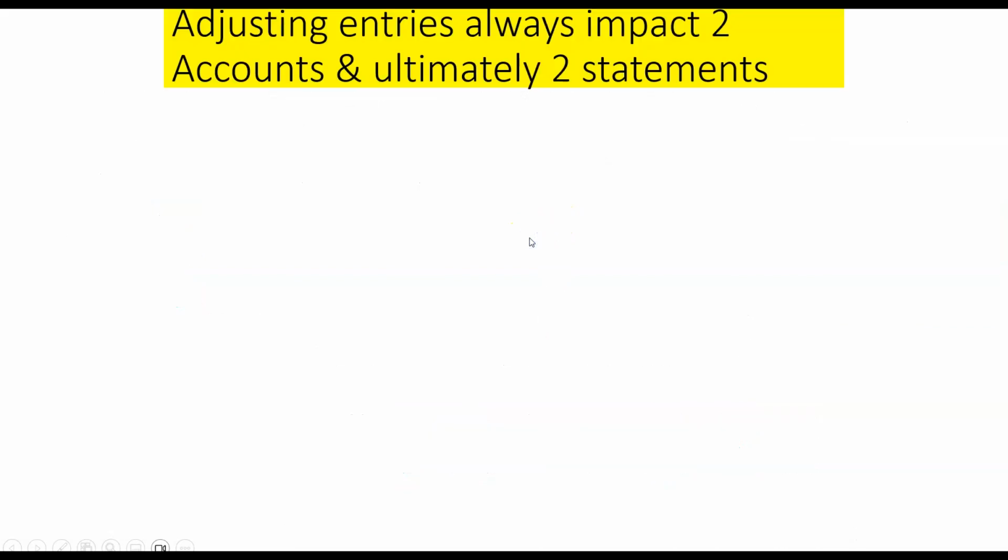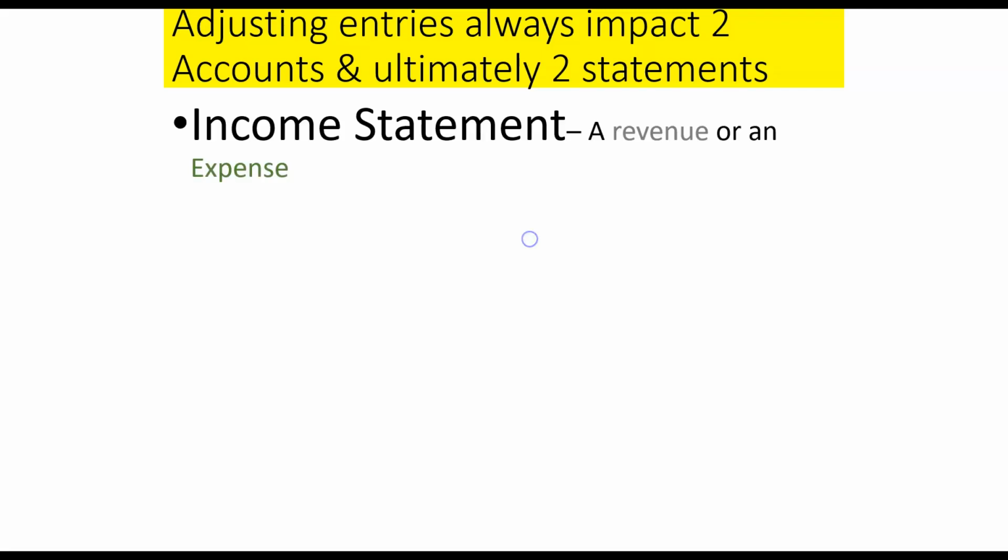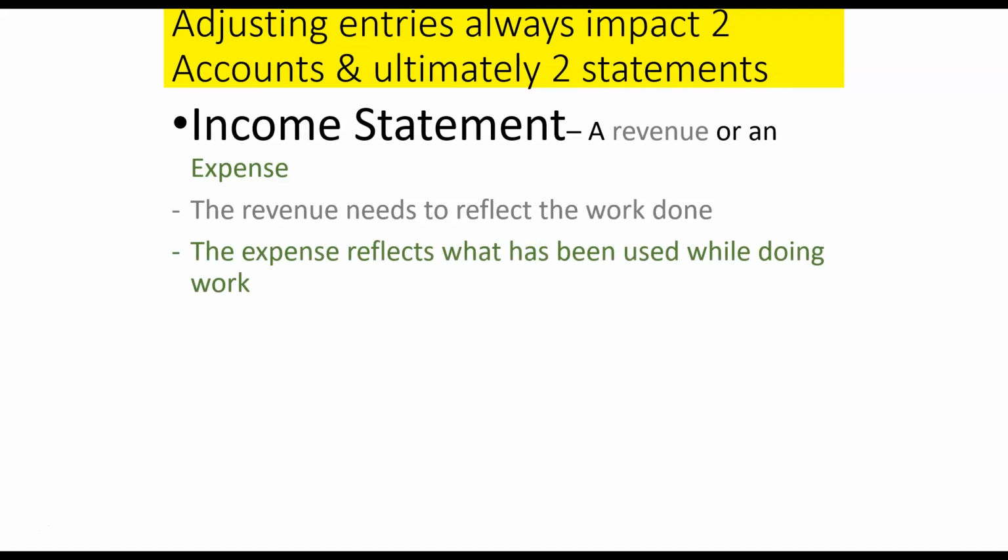All right, so when we do these adjusting entries, you have to keep something in mind. We're always going to impact two accounts. So the rules of debit and credit say at least two accounts, could be more. When you're doing adjusting entries, it's only going to be two accounts. And one of those accounts is going to impact the income statement. So it will be a revenue or an expense. And our revenues need to reflect the work done. Expenses reflect what's been used up while earning the revenue. So it will be one or the other.